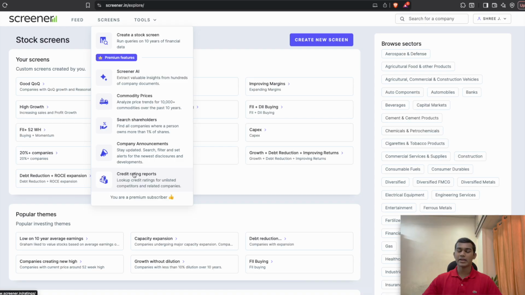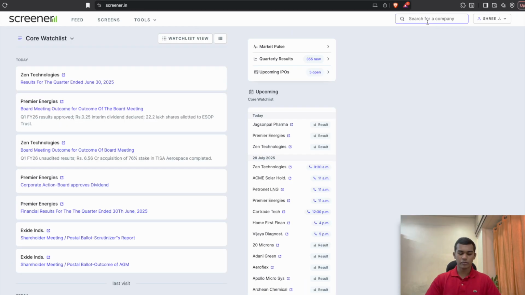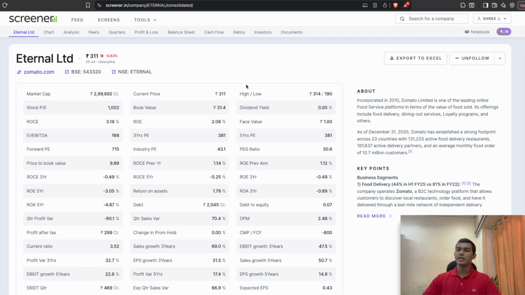Then there are credit ratings. Now let's take an example of a company, Zomato, right? You can see its parent company name is Eternal. So here this is our main screen, where you'll understand different metrics. You can see market cap, then you'll see PE, then book value, then also ROC, ROE, all these different metrics. We'll understand this step by step in the next video.